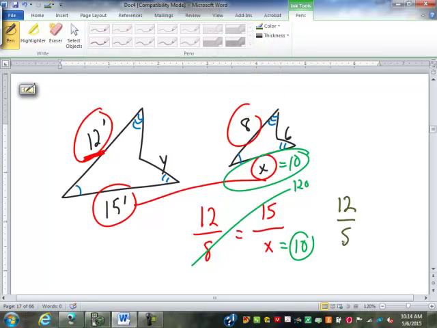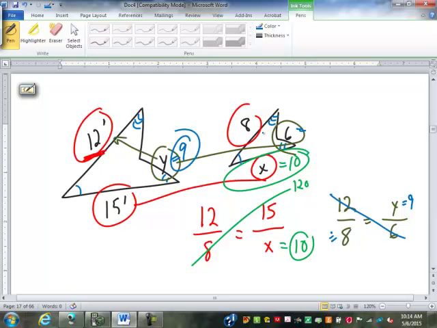12 still goes to 8. The y goes on top this time because it's from the same triangle as the 12. What goes on bottom? The 6. Cross multiply and divide. 12 times 6 divided by 8. That should be 9. Right? Yep. Not so bad? That's not bad. Okay.